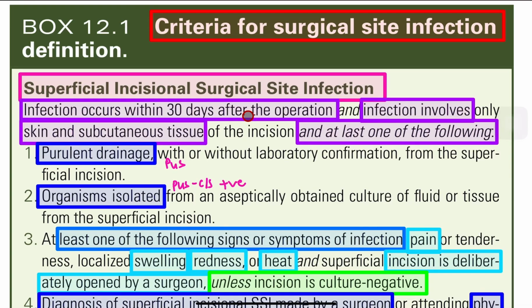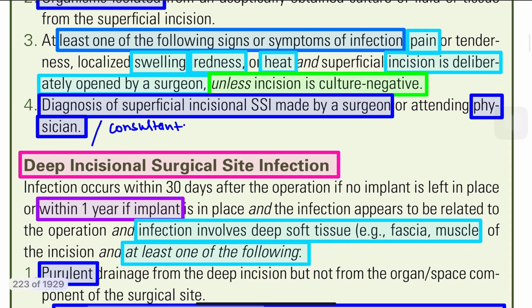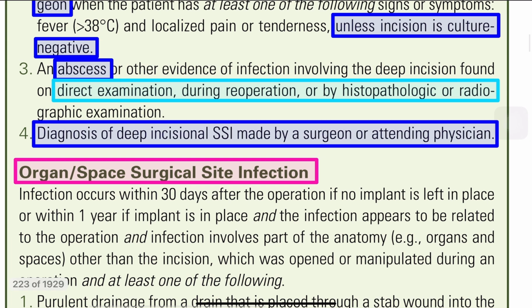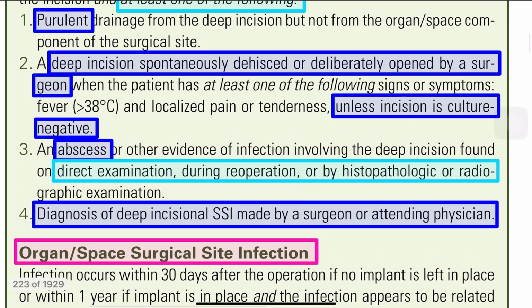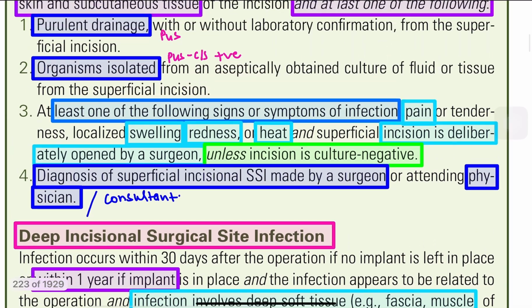Criteria for surgical site infection. Surgical site infection could be superficial incisional surgical site infection, deep incisional surgical site infection, and organ or space surgical site infection. Organ or space surgical site infection is similar to deep incisional surgical site infection. So we will see both the superficial and deep one.